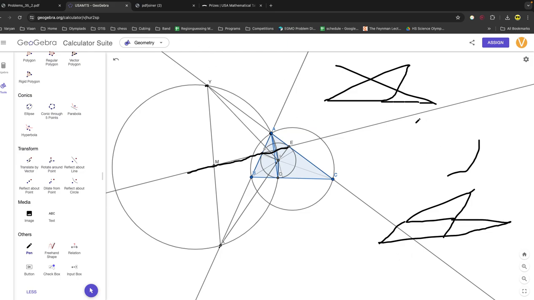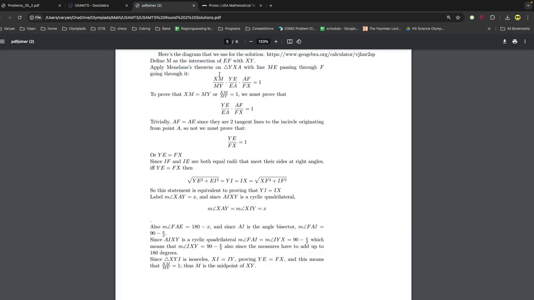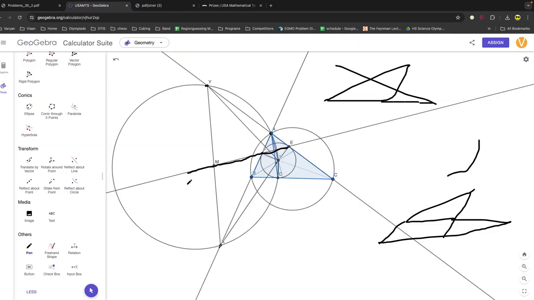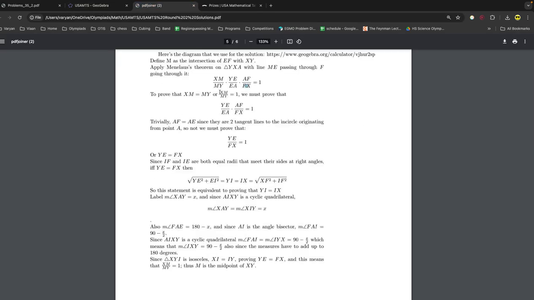Something like that. So it gives you a sequence of ratios: XM over MY times YE over EA times AF over FX. A good way to remember this is the alternating letter sequence: M over M, E over E, F over F. And then they also have to go in logical order: XM or YM, YE or AE, and so on. So basically it states that this product of ratios has to be 1.